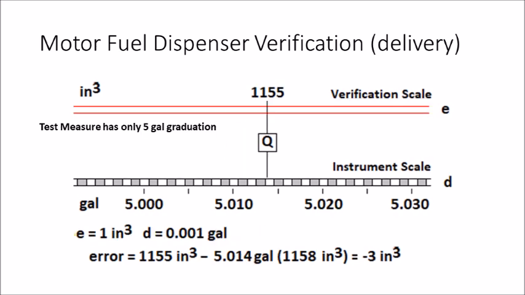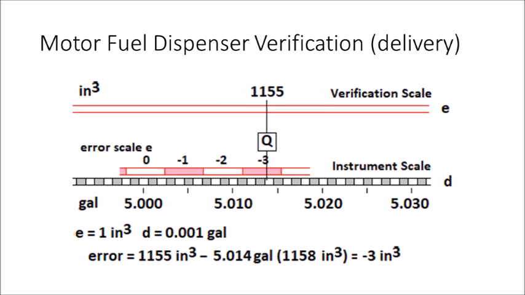Now we're going to do a third variation on the verification. This time we're going to use a test measure that only has one mark. That one mark is at 1155 or 5 gallons. We are going to stop the test when the test measure reads 5 gallons or 1155. Now we go down to the instrument scale and we see that it reads 5.014 gallons. Well, 5.014 is 1158 cubic inches, so 1155 minus 1158 is -3 cubic inches. So we did three different ways of doing the test and came out with the same answer, -3 cubic inches.